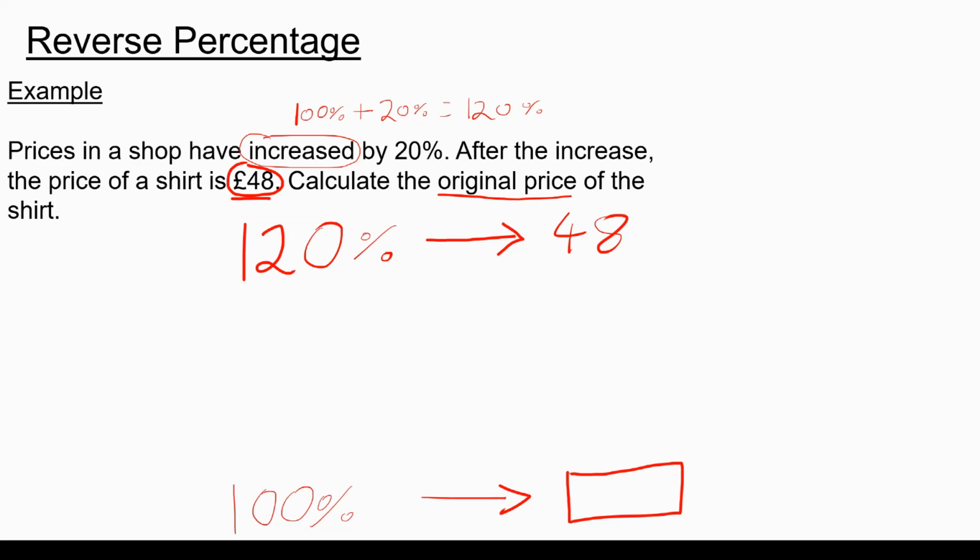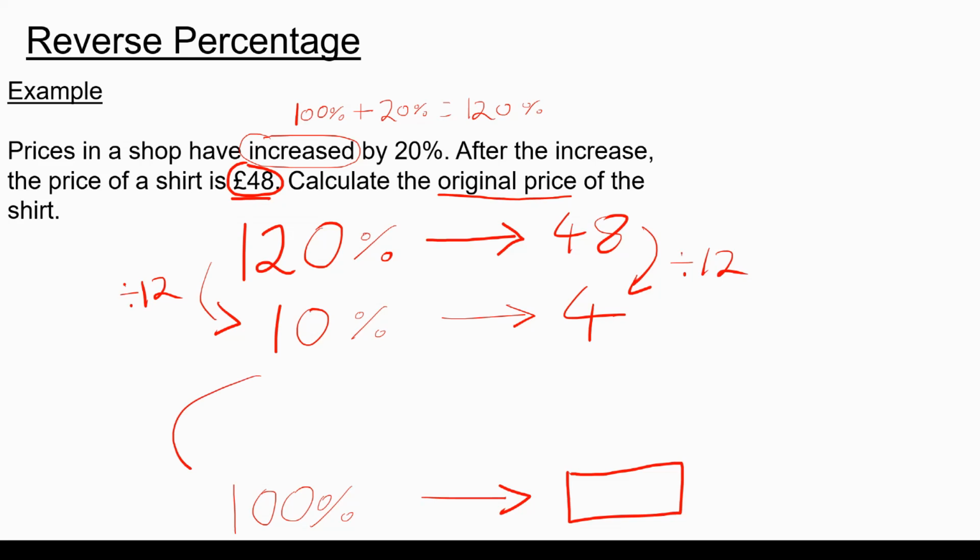So if we do not have a calculator, we need to think about numbers that I could divide by to make my numbers nicer, essentially. So I could divide both sides by 12. And if I did that, I would get 10 on the left-hand side, so 10%. And on the right-hand side, 48 divided by 12 is 4. So I've divided both sides by 12. We now know that 10% of the original value of the shirt is £4.